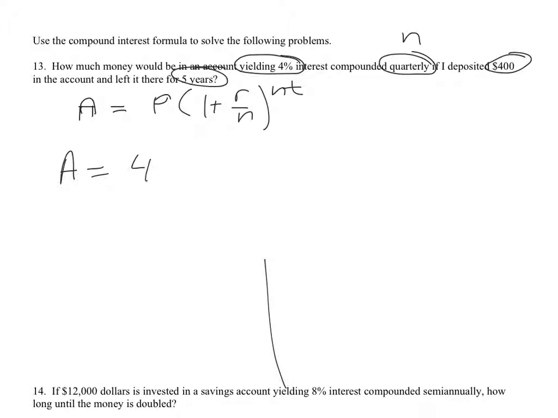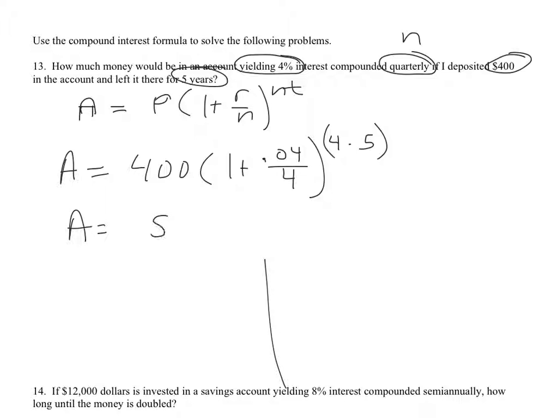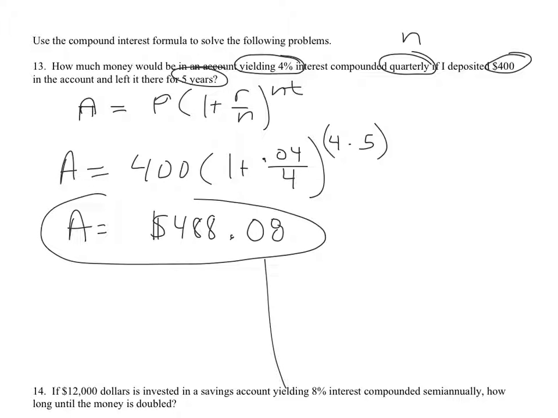So really, we're just plugging numbers in. The principal is how much I start with, that's 400. 1 plus the rate, which is 0.04, divided by the compounding, quarterly, which would be 4 times, to the NT, which would be 4 times T, and the T is 5. I always like to put those in parentheses just to make sure it works out right. So go ahead and plug that in your calculator, but I get 488, we'll round it up to 8. So in 5 years we make $88 for not really doing much.